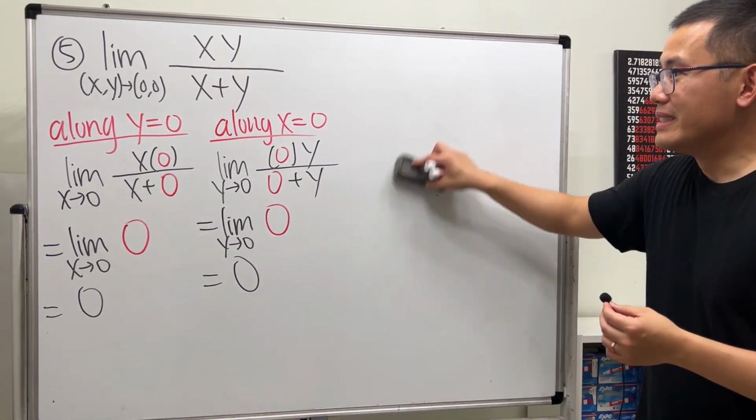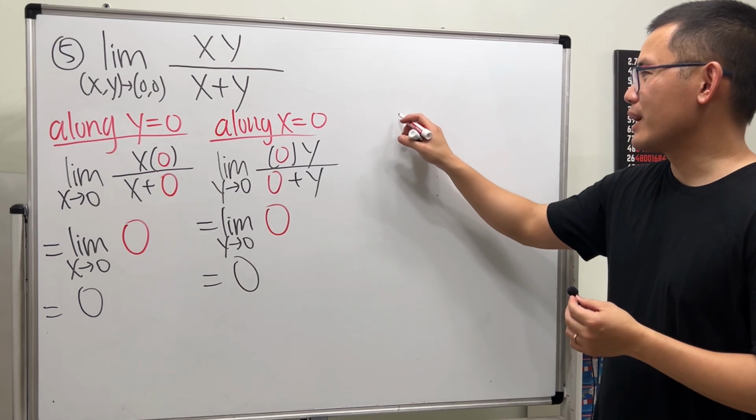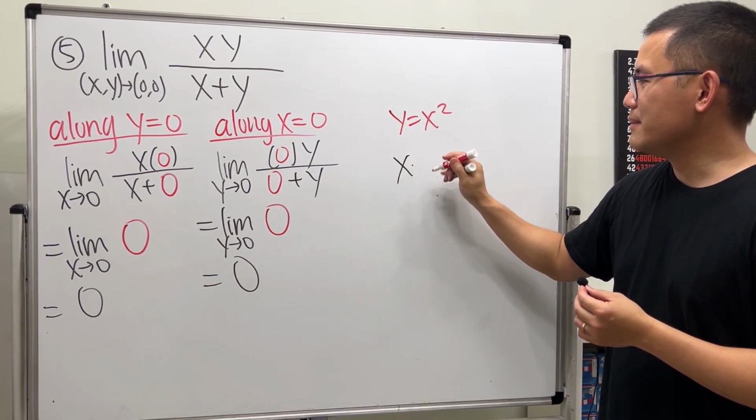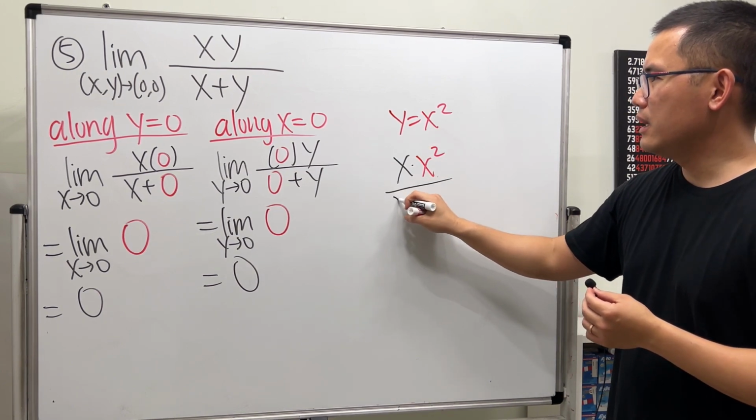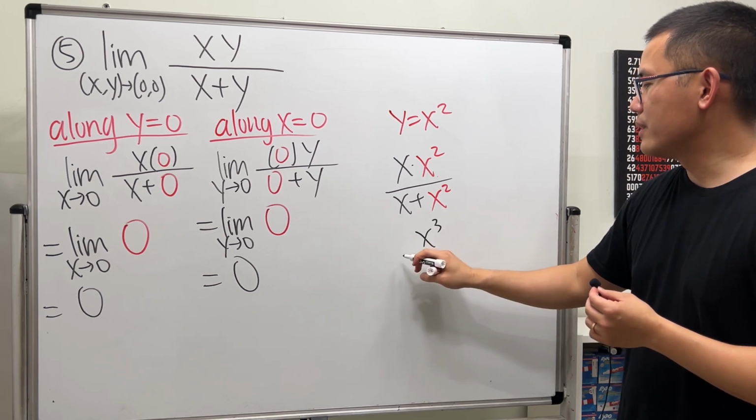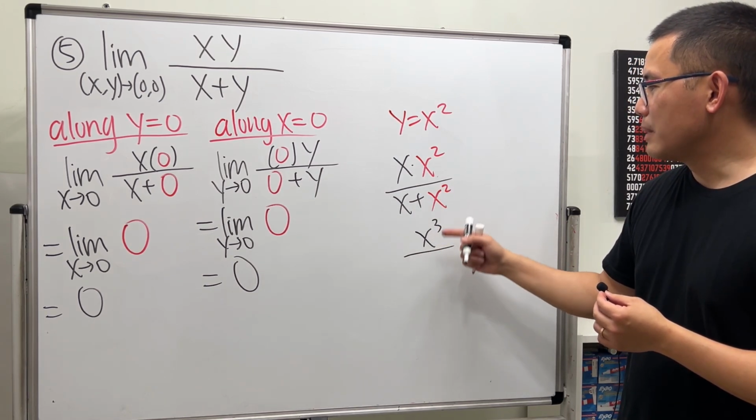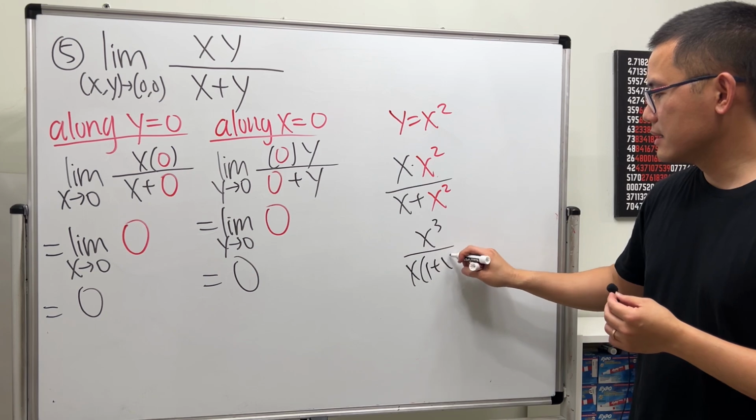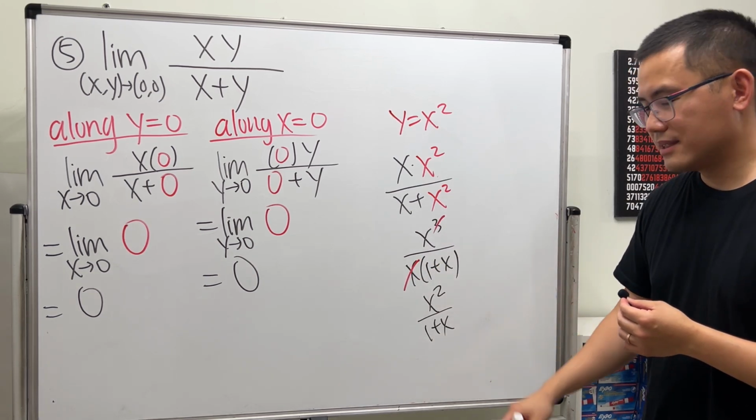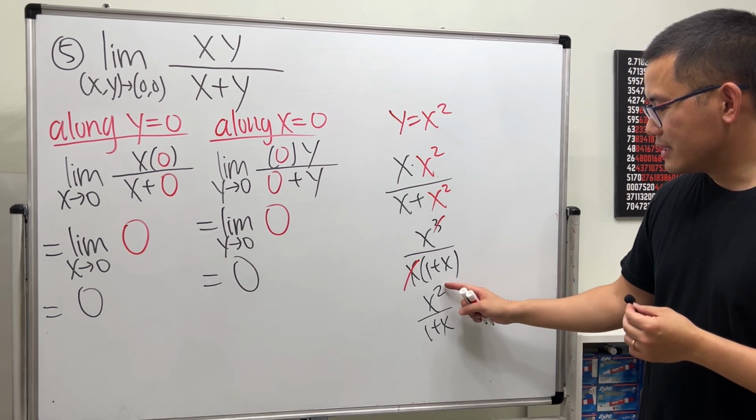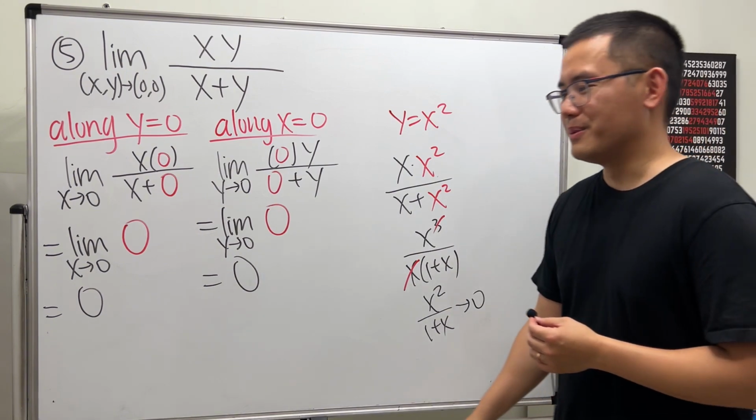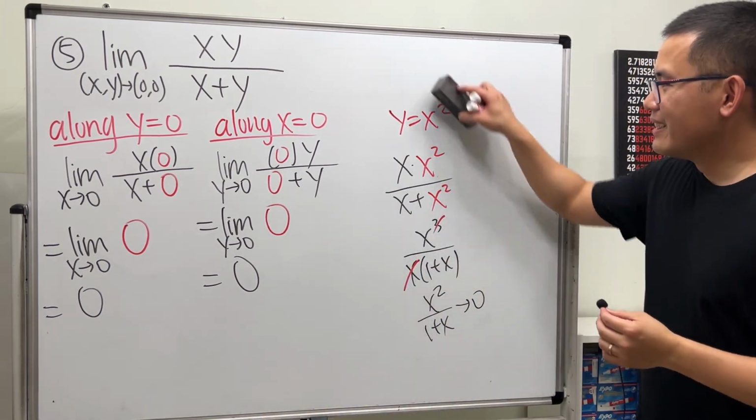So what do we do? X squared, like what we did earlier, let's try. Y equals x squared, put it there, we get x times x squared over x plus x squared. The top is x to the third power, the bottom is just that, but we can factor out x. We can cancel, so that's x squared over 1 plus x. When x goes to 0, 0 over 1. So this right here does not help. So what do we do?